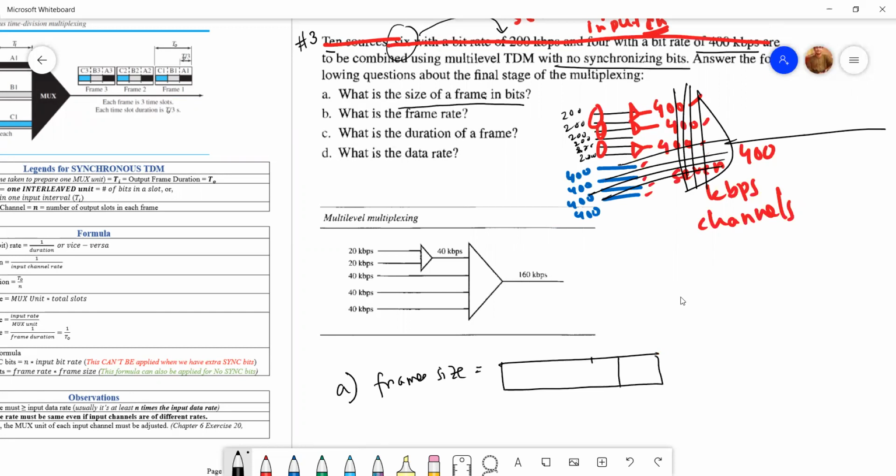Slots 1 2 3 4 5 6 7, then 1 2 3 4 5 6 7 again, and each slot is 1 bit. So this is my 1 bit, this is my 1 bit, and so on. So there will be a total of 7 bits. Okay, so the output frame size is 7 bits.